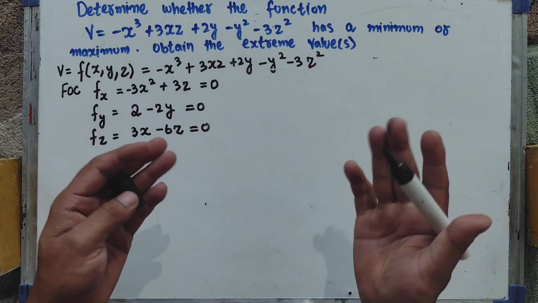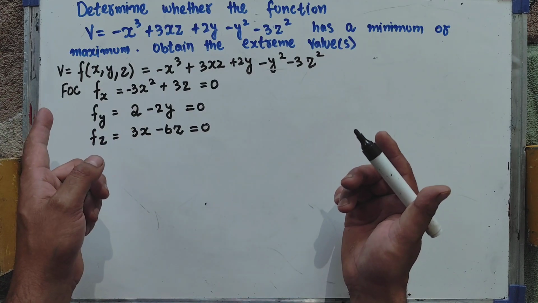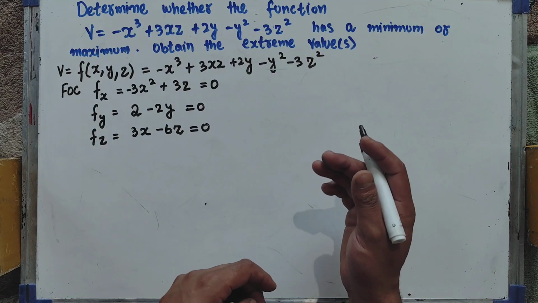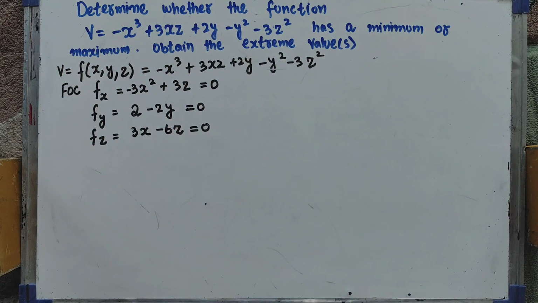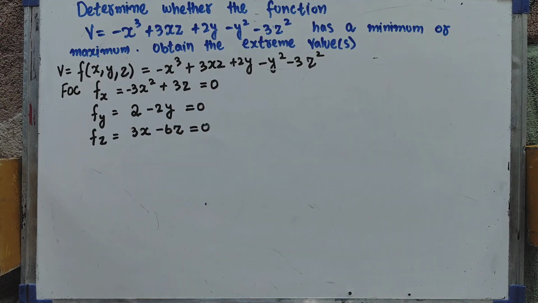Having said that, to check whether the function is minimum or maximum, we use the first order condition. How do we check? We take the partials of the given function with respect to x, y and z and set them equal to 0 simultaneously, and then solve them. Okay, so let us see how to solve these equations.